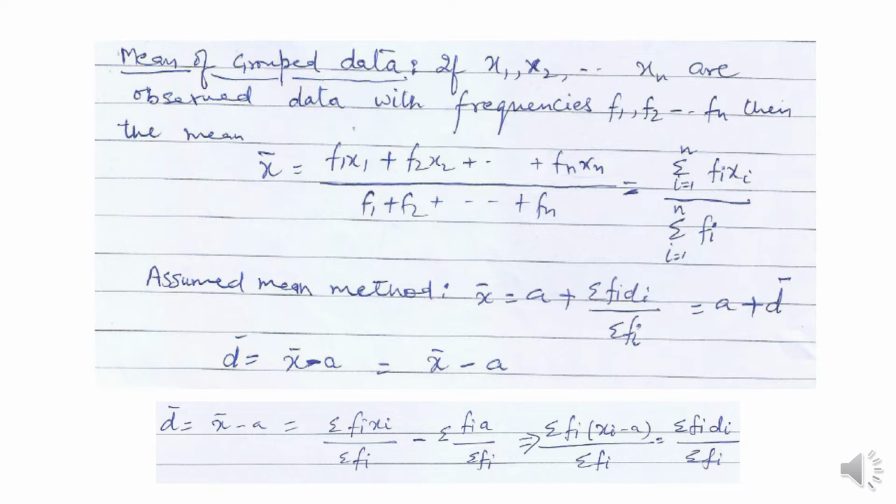Mean of ungrouped data with frequencies means x1 is happening f1 times, so frequency is f1, x2 is happening f2 times, xn fn times. So if x1 x2 xn are observed data with frequencies f1 f2 fn, then the mean x bar is equal to f1 x1 plus f2 x2 up to fn xn upon f1 plus f2 up to fn, which we can write in short as summation of fi xi upon summation of fi, where both have i equal to 1 to n.